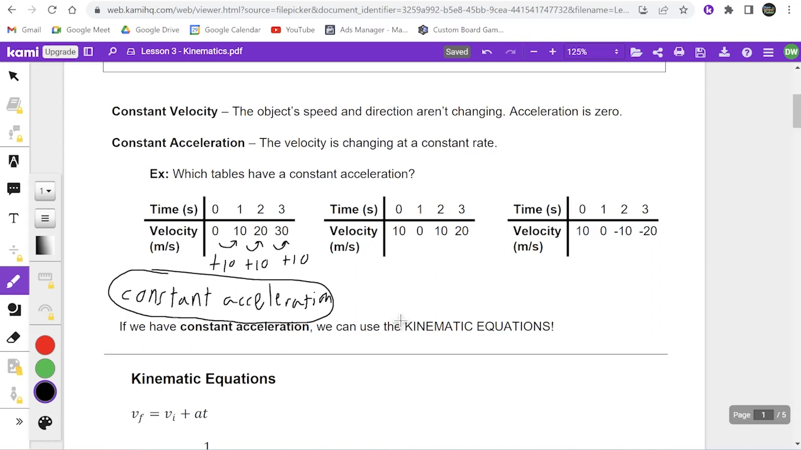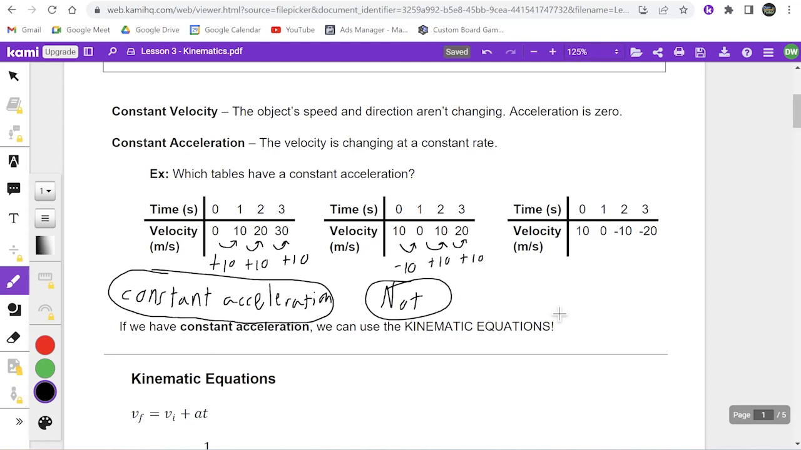And again, this would be the example where you're at a red light and then it turns green and then you start speeding up. Now for the next one, we look at this table. I'm gonna do the same thing. We start at 10, we go down to 0, so that's like minus 10. And then you go from 0 to 10 again. So in other words, that's plus 10. And then when you go from 10 to 20, that's plus 10 again. Is this constant acceleration? No, because it's changing from negative 10 to positive 10. In other words, this is not constant acceleration.